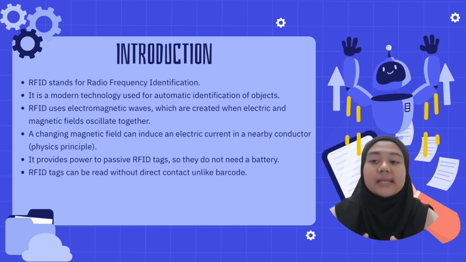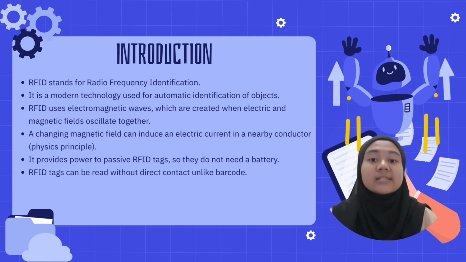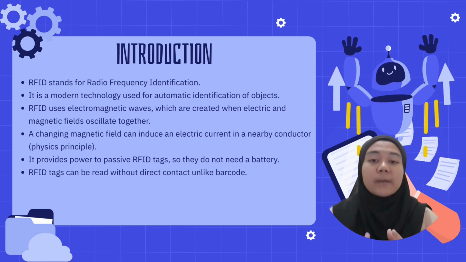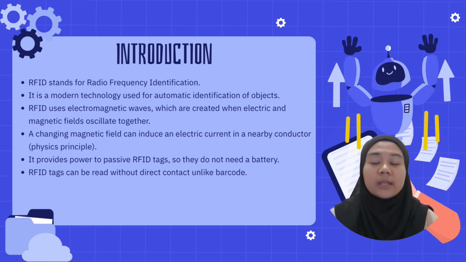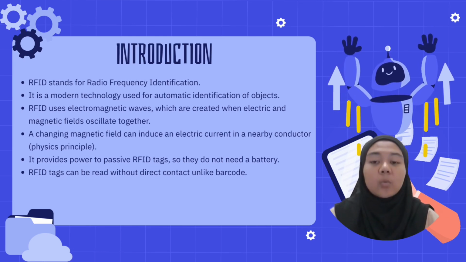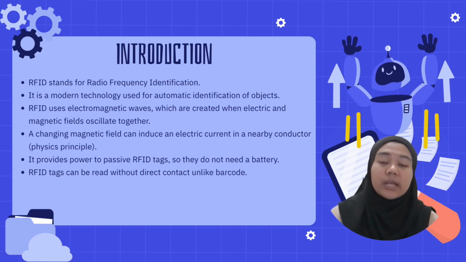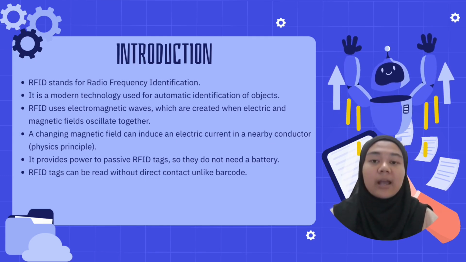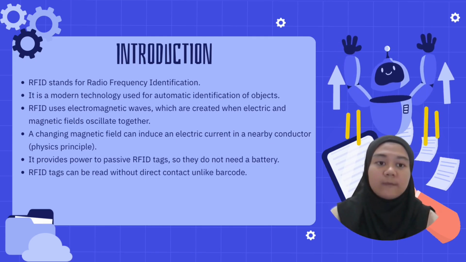Each item is attached with an RFID tag that stores data such as a serial number or product information, which can be detected by an RFID reader. RFID uses electromagnetic waves, which are created when electric and magnetic fields oscillate together. And this is why RFID is related to physics.